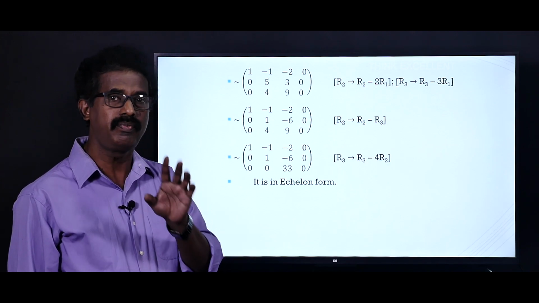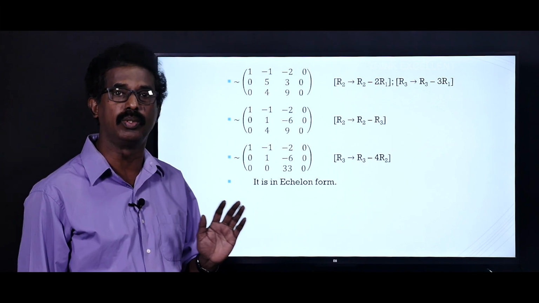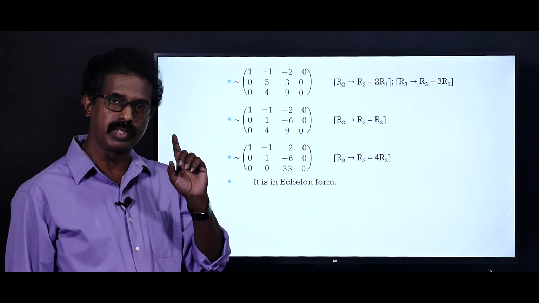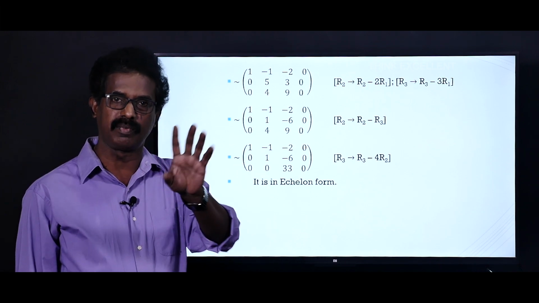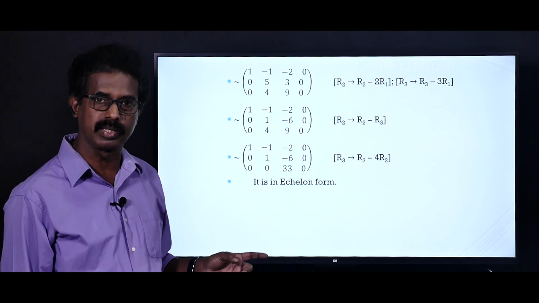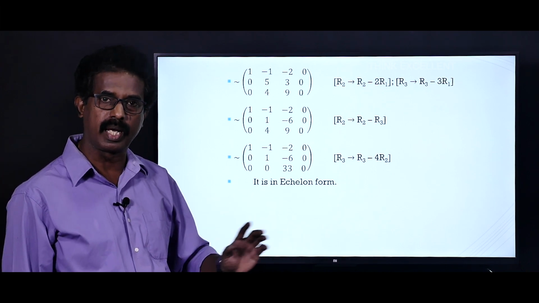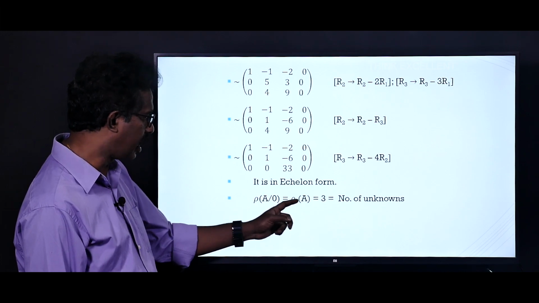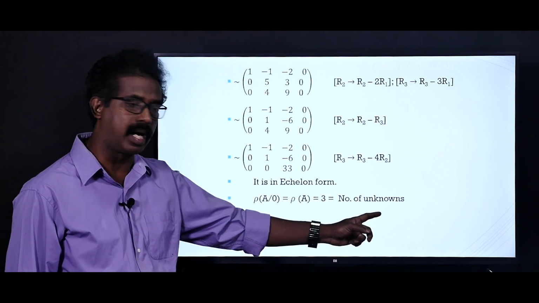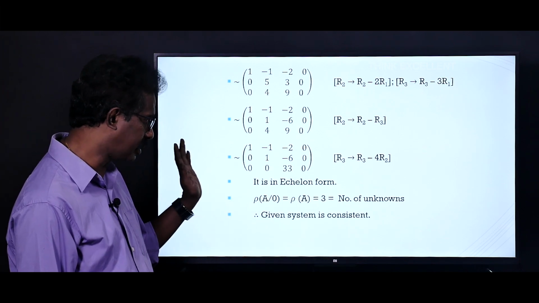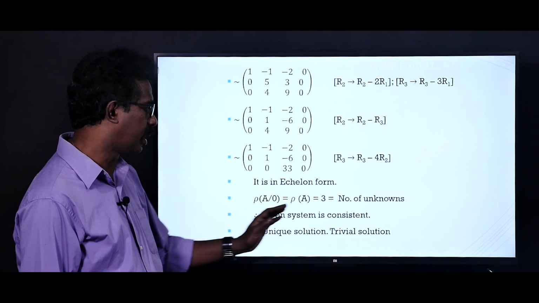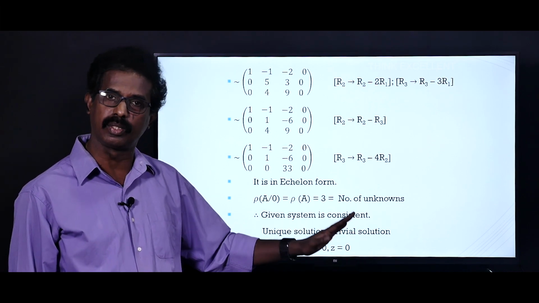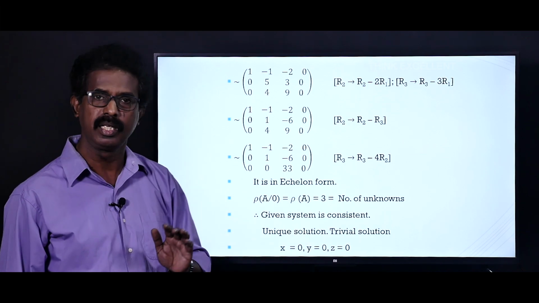Which type of consistency? Unique solution. If it is a unique solution in this type of question, you need not solve. Because it is a homogeneous system, if the solution is unique, you know it is the trivial solution. What is the trivial solution? x equals 0, y equals 0, z equals 0, and you can stop here. Rank of AB, or A0, equal to rank of A equal to 3 equal to the number of unknowns. The given system is always consistent, with a unique solution, that is the trivial solution, x equals 0, y equals 0, and z equals 0. It's very easy, no need to calculate anything, you can directly write.